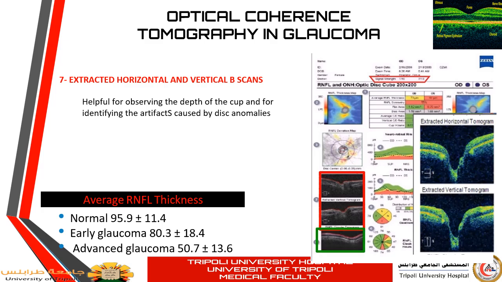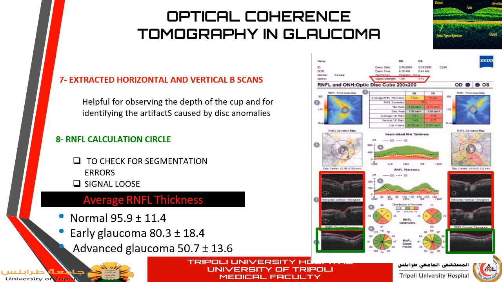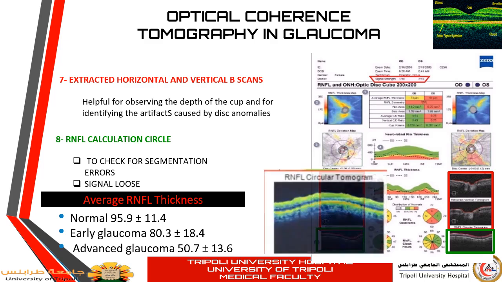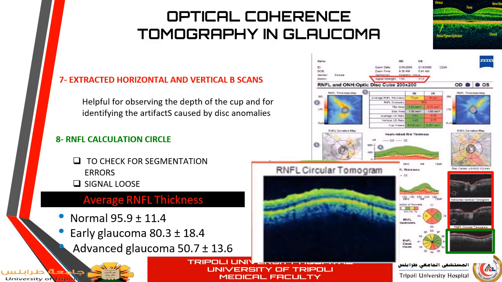The next map, the eighth map, is the lowermost one, dotted in the green rectangle, which is the rim and fill calculation circle. It shows you the segmentation, the portion that you have taken in the retina. Is it normal? Is there any artifact? Is there any abnormality or irregularities? It will be seen here. For example, here the segmentation is very good, so you can make a diagnosis on the data above.